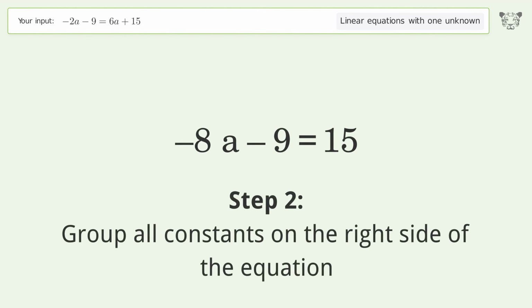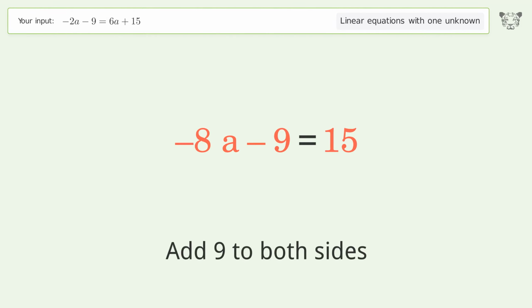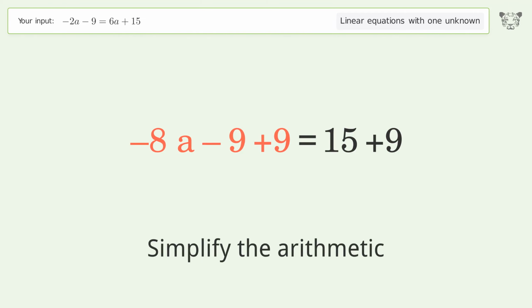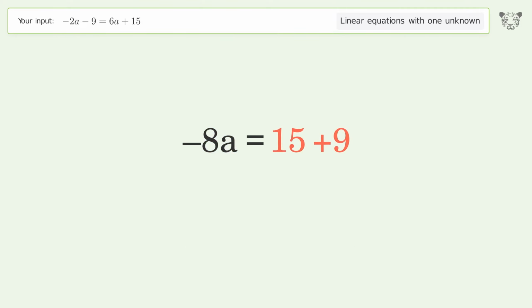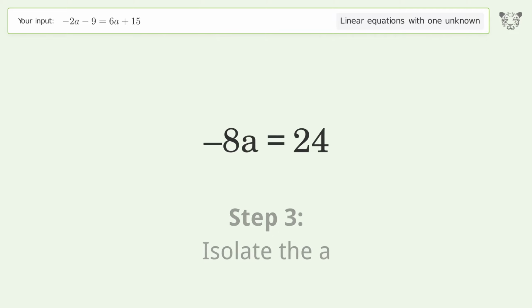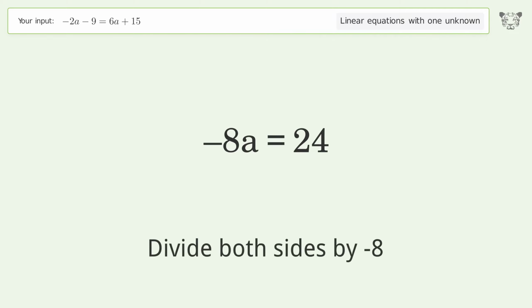Group all constants on the right side of the equation. Add 9 to both sides. Simplify the arithmetic. Isolate the a. Divide both sides by -8.